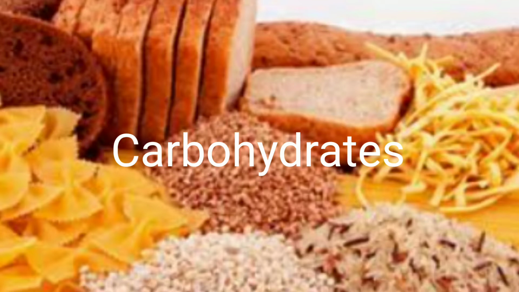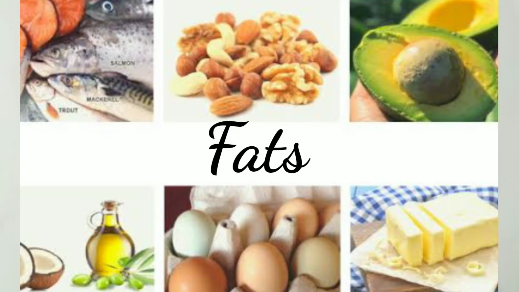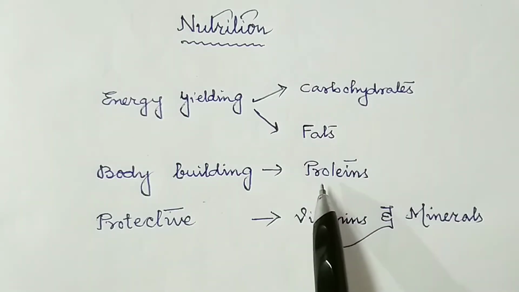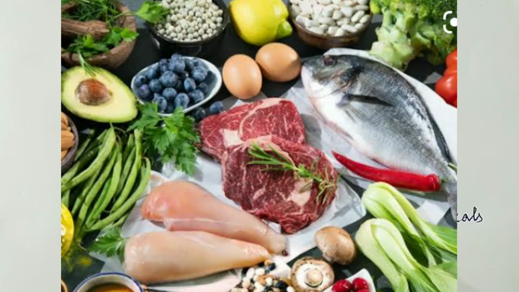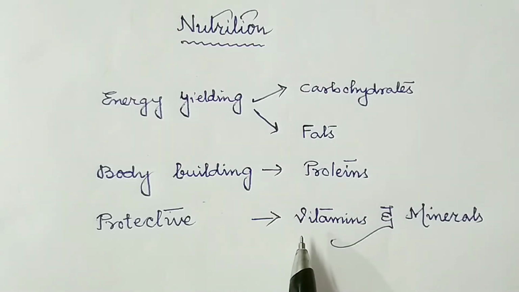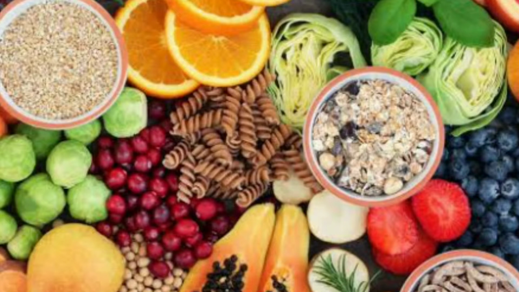Rice, bread, biscuits, sugar, these are very good sources of carbohydrates. And butter, ghee, mustard oil and different types of oils are sources of fats. Organisms obtain their energy from carbohydrates and fats. In case of proteins, we have pulses, fish, meat, egg. These are very good sources of proteins. And when proteins are taken in sufficient quantity, then only our body can grow properly. Fruits, vegetables, milk are good sources of vitamins and minerals. These vitamins and minerals are protective food. They protect us from different types of deficiency diseases.